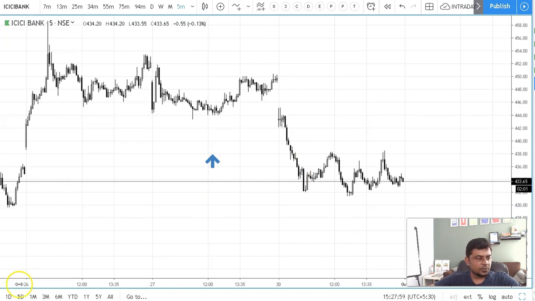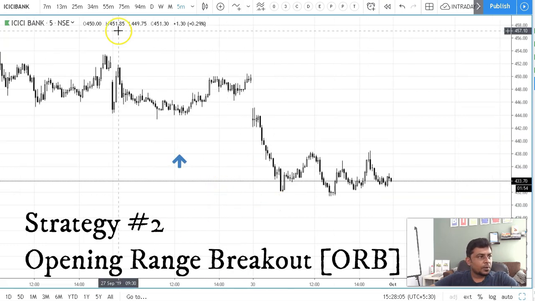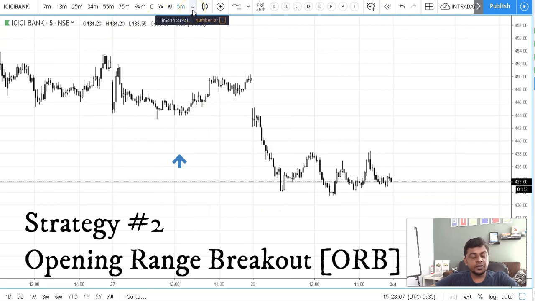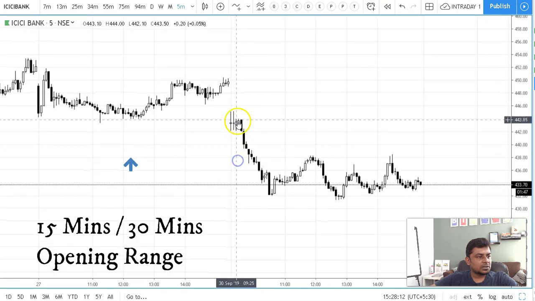Let's move to the next one, which is opening range breakout. Again, it is going to be simple. For the opening range, you can decide on a range of either 15 minutes or 30 minutes, and you can just plot the range.